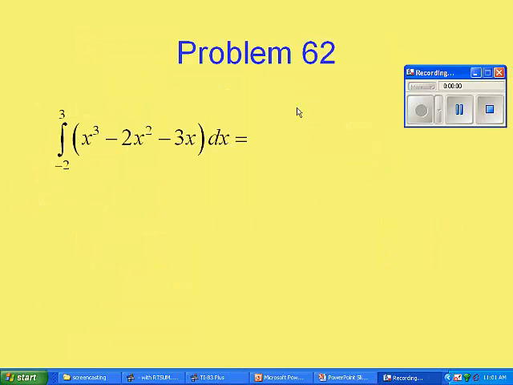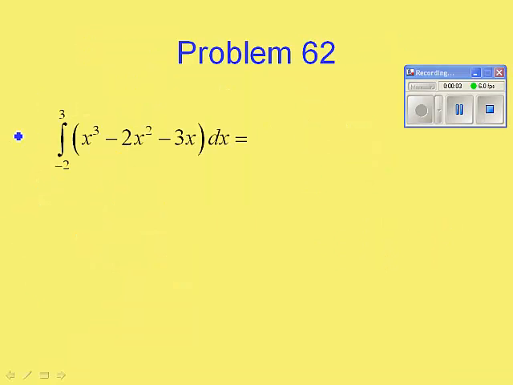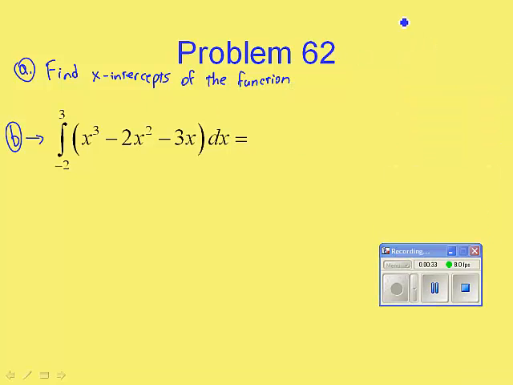Good. Problem 62 says, in part B, we're going to do this integral. All right? But before we do that, let me start with part A. Part A says, find the x-intercepts of the function. How do you do that? How do you find the x-intercepts of the function? You find the zeros of the function. Those are the x-intercepts. Yeah. Because to be an x-intercept, you have to have a y value of 0. Right? And so we're trying to find all the places where this function could equal 0.